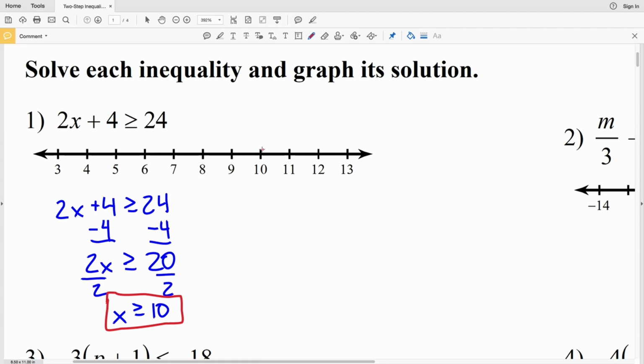So our solution to the inequality is x is greater than or equal to 10, and now we'll graph that. Find the 10, circle, and shade it in, and then we're going to shade everything to the right, because x is greater than or equal to 10.